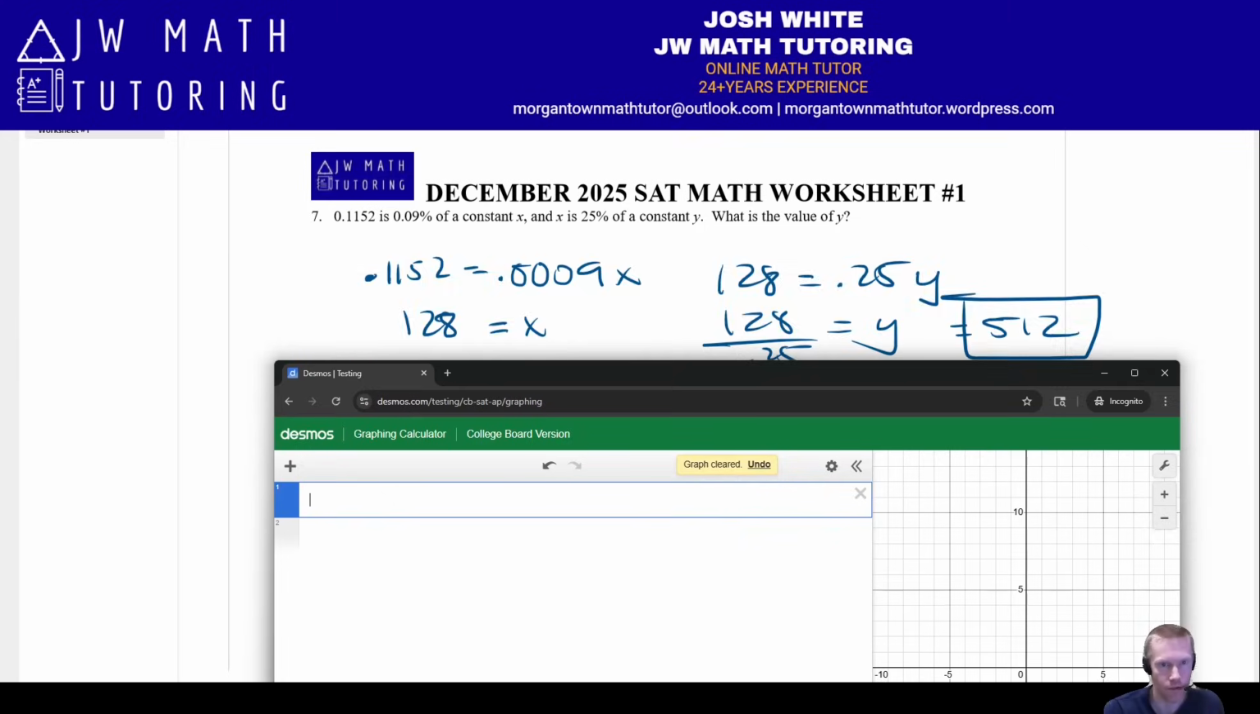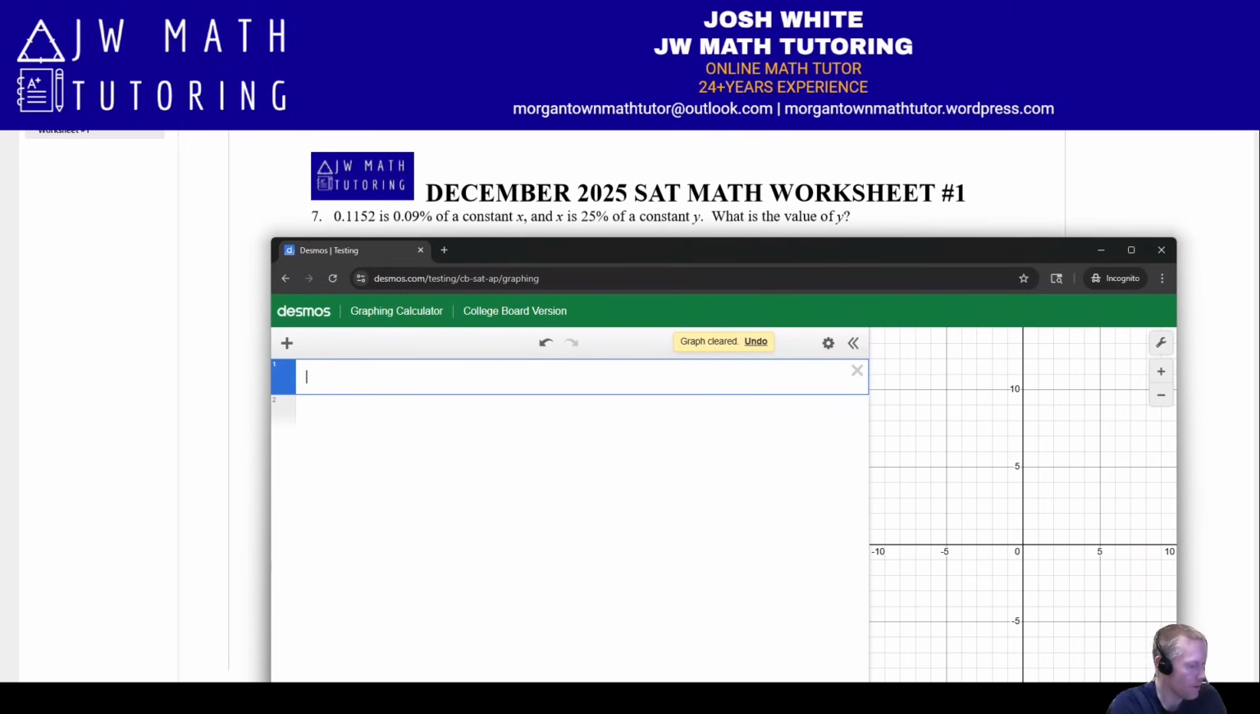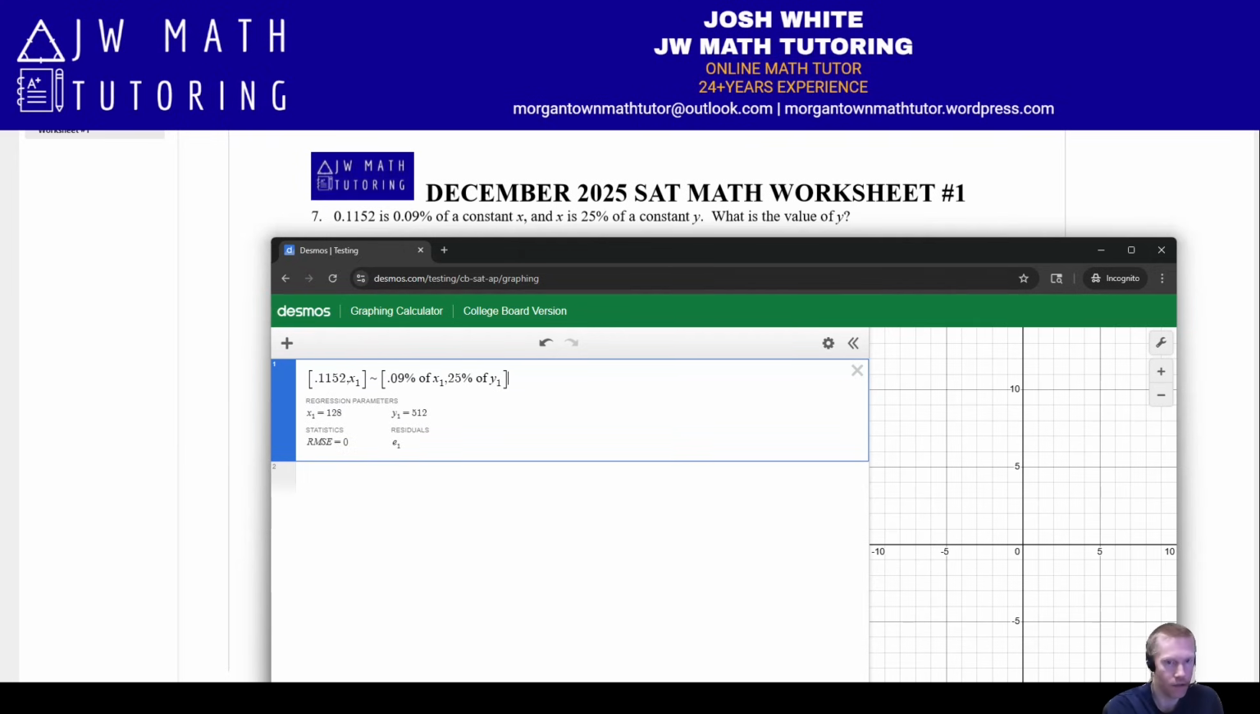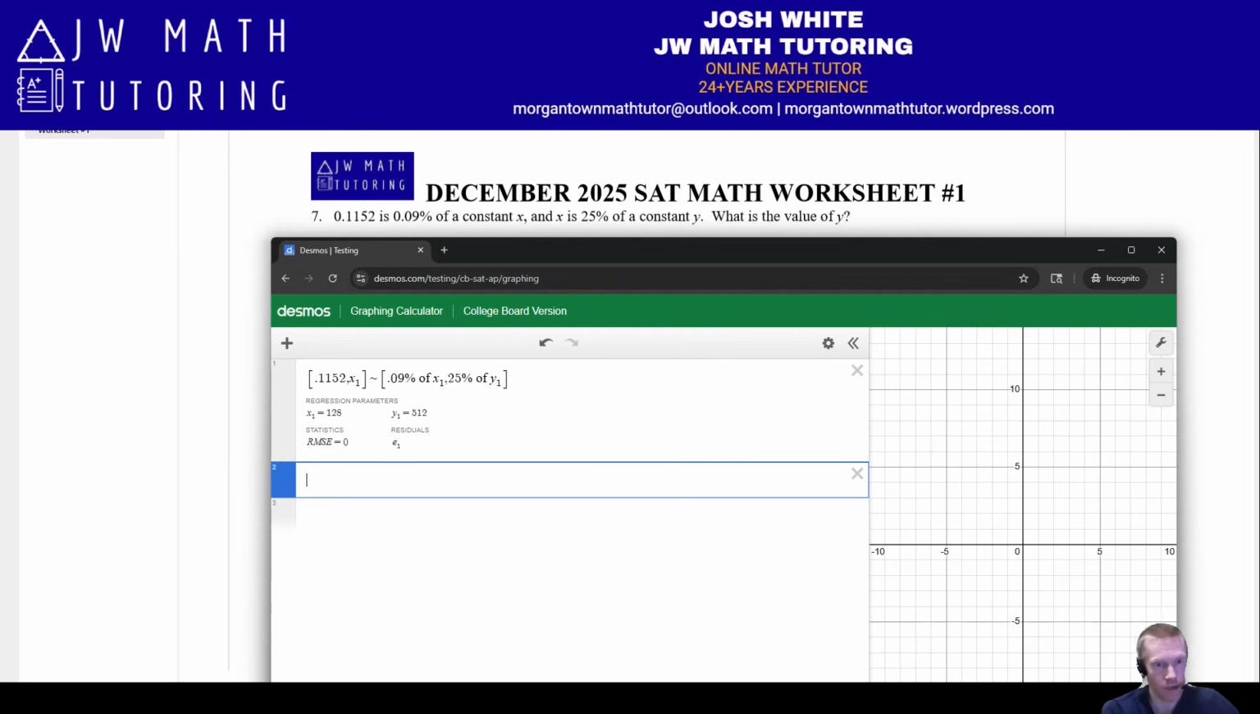Let's get rid of this. Okay, so we've got a system of equations. Equation 1, 0.1152 is, so that's the entire left side. Now I'm just going to go to the right side, and what is it equal to? 0.09% of x. Here I'll use x1. Now the second equation is, we know that x1 is equal to 25% of y1. Notice right there, it gives me x1 and y1.